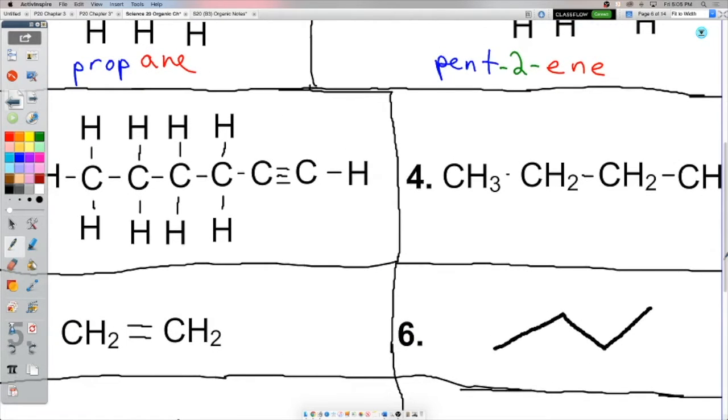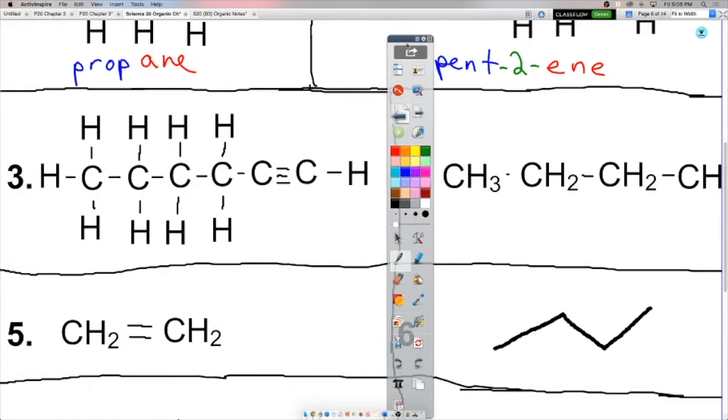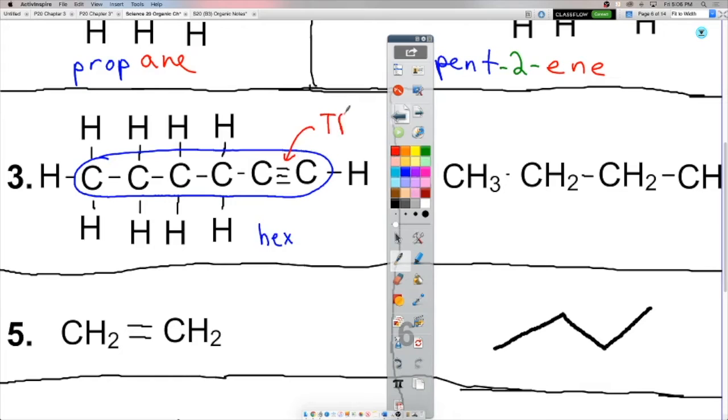Okay, next one. Always parent chain first, because that will tell you how to start your thing off, right? So on this one, we've got carbon to carbon to carbon to carbon to carbon to carbon. Okay, so 1, 2, 3, 4, 5, 6. So find the beginning that matches with 6, just like a hexagon with 6 sides. Hex is the beginning. Okay, now to figure out the ending, does it have any double or triple bonds? You betcha, right there. That is a triple bond.